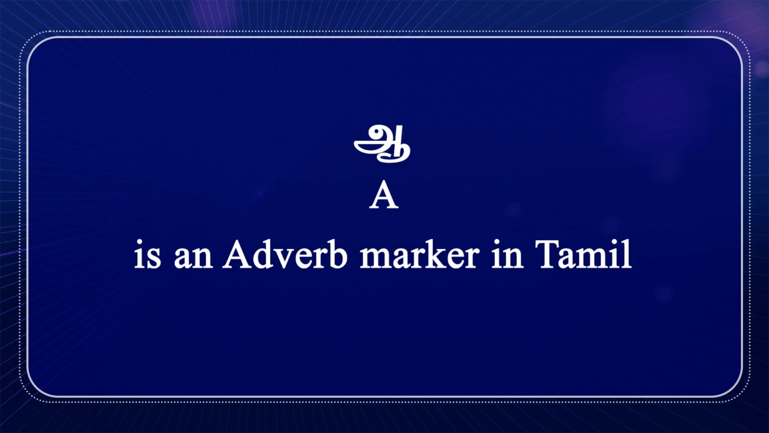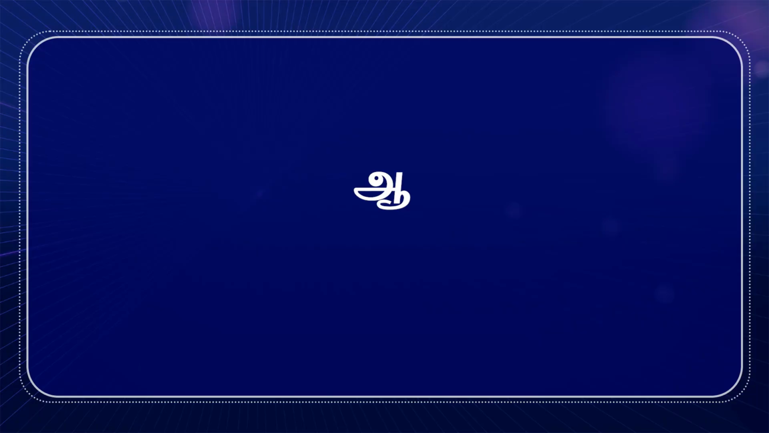Now we will see the next grammatical category, the manner adverb. Here the manner adverb defines a person's role or profession. A is an adverb marker in Tamil. Usually the adverb marker a is added to a noun in order to form an adverb. Let us see an example.